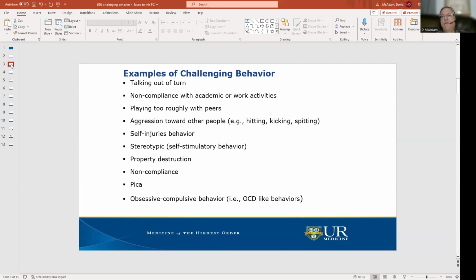Some examples of challenge and behavior. In the vocational settings in which you're working, you're most likely to see challenge and behavior such as talking out of turn. You might encounter a student that wants to answer every question that you ask your class. You may see some non-compliance or reluctance to engage in academic or other activities. They may have some negative interaction towards peers. And in the case of some of the students, particularly students with autism spectrum disorders, you may notice a lot of stereotypic or repetitive behaviors. So the student might fidget with a lot of things, get up, pace around the room.